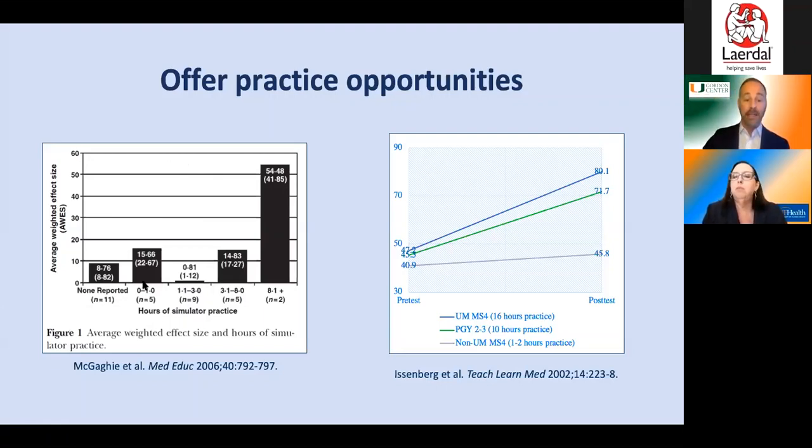It's not strictly linear. You can see that if they only have an hour or less, or even up to 3 hours or so, they'll get modest gains. These are effect sizes here on the y-axis. This is looking at a number of different domains, not just cardiology clinical skills. But if you have more than 8 hours of practice, then you get very substantial gains. So it's almost a dose-response relationship here.